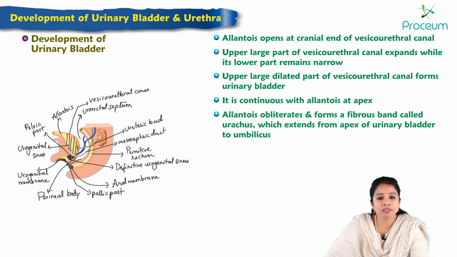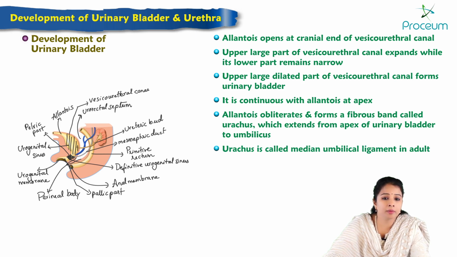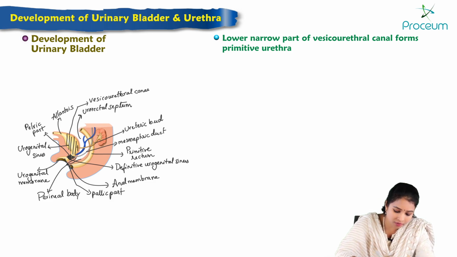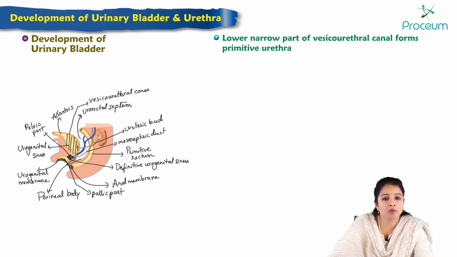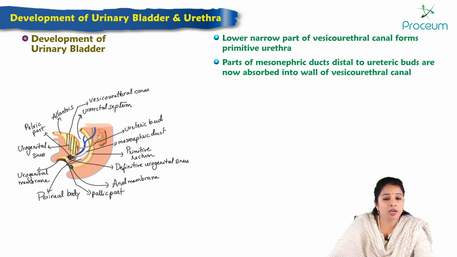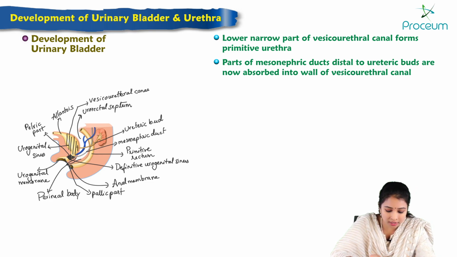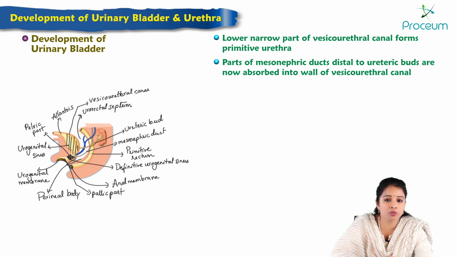The allantois obliterates and forms a fibrous band called as urachus, which extends from the apex of the urinary bladder to the umbilicus. So the urachus is later called as median umbilical ligament in adult. The lower narrow part of the vesico-urethral canal forms the primitive urethra. So the parts of the mesonephric duct distal to the ureteric buds are now absorbed into the wall of vesico-urethral canal. So you can see the mesonephric duct starts getting absorbed into the wall of vesico-urethral canal.